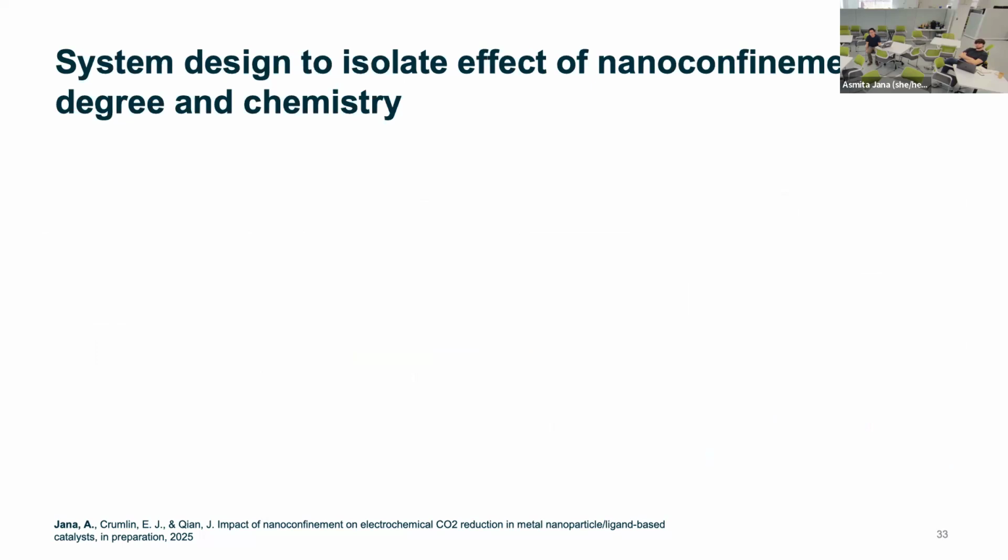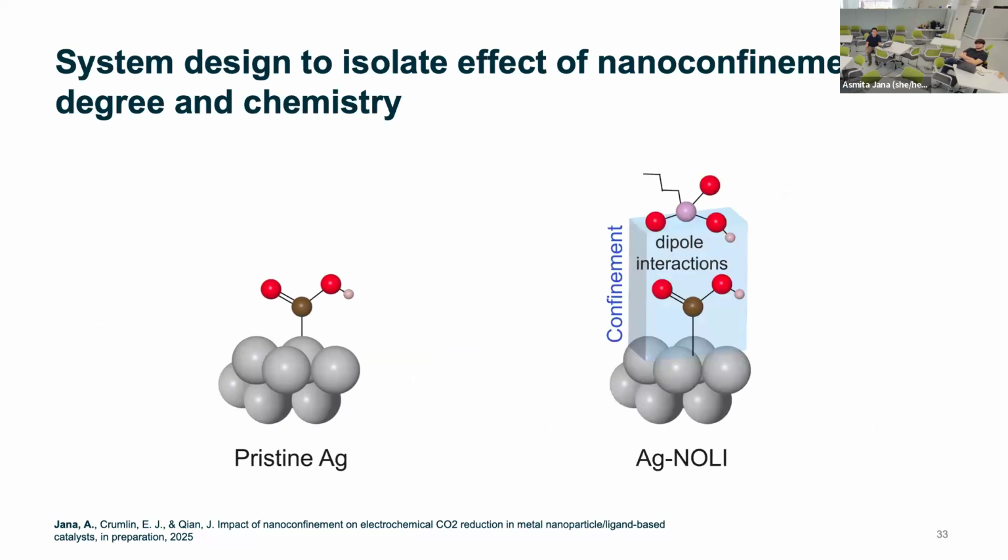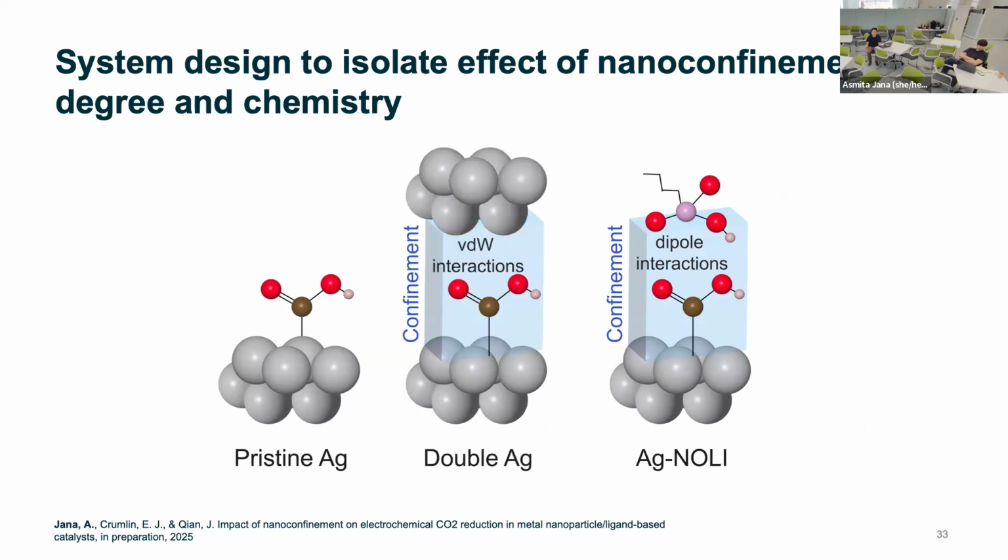The system design that I'm using for this project obviously has to have our pristine silver to compare everything to. And then on the other side, I have the system that I'm interested in, which is silver with the ligand, which is the confining part. And then in the middle, just to keep things a little interesting, I have decided to confine with another silver. So what I'm trying to get from this particular system design is the effect of confinement compared to no confinement, but also what is the effect of the confining species? Does it matter if you have an organic ligand or just a silver?